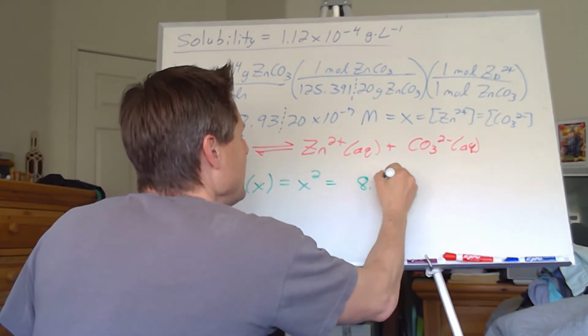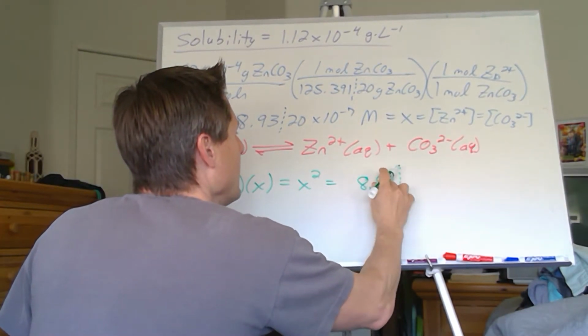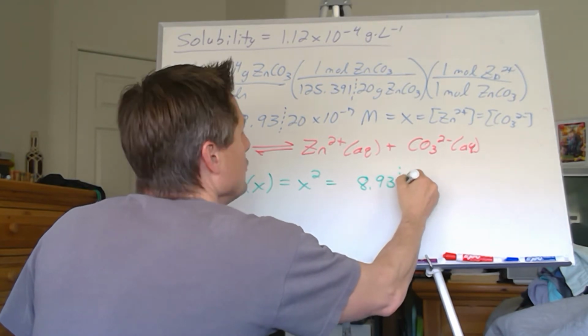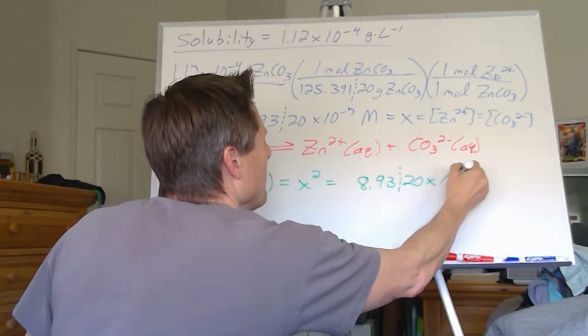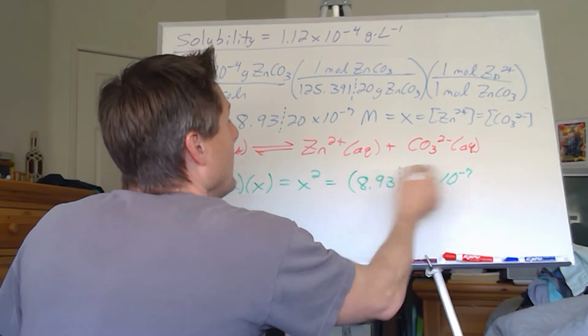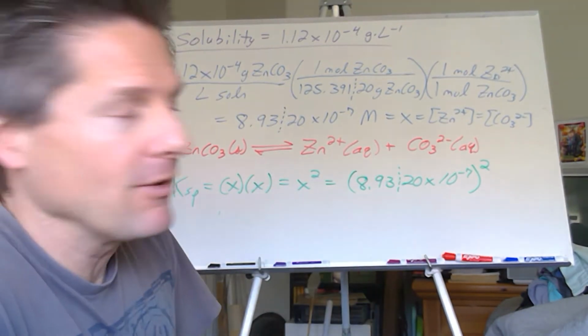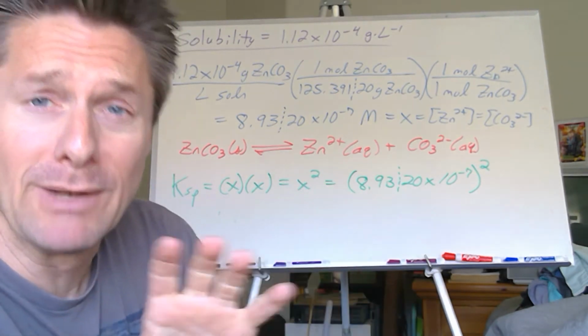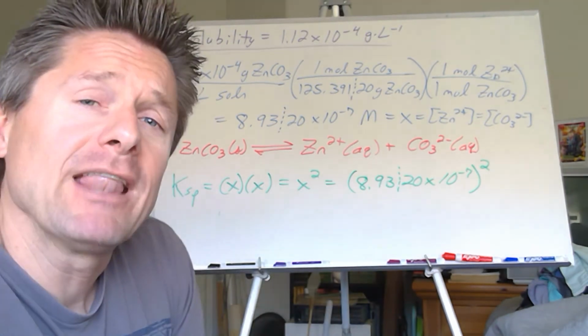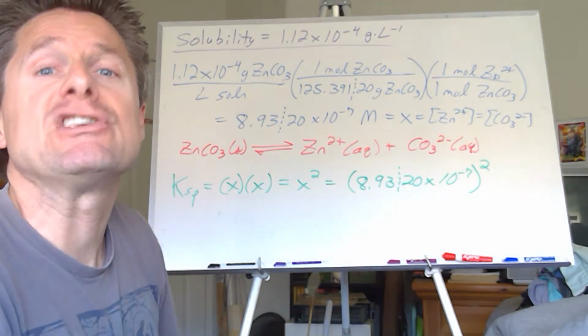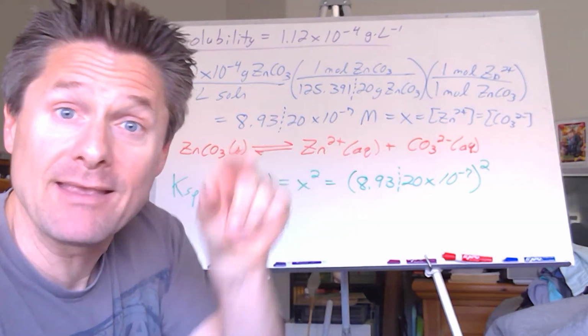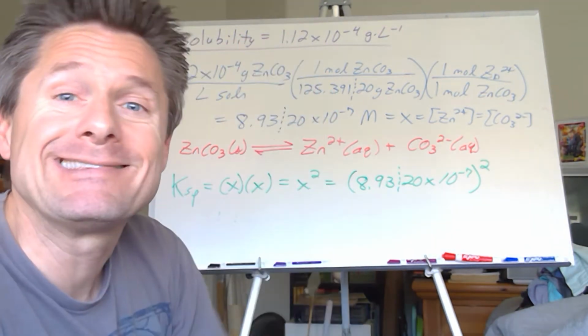So let's take 8.9320 times 10 to the minus 7. And we don't need to worry about the units, right? Because we're calculating K values. Although we are using molarities, right? So the final answer we're going to get is a concentration-based equilibrium constant, the KSP with a superscript C.